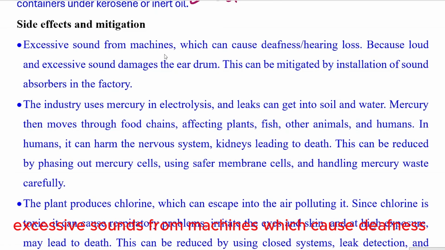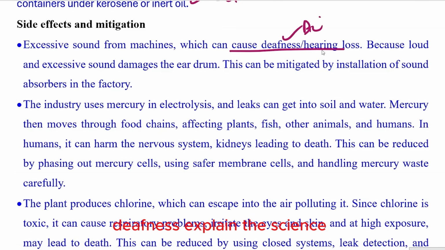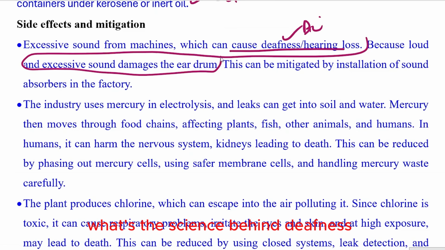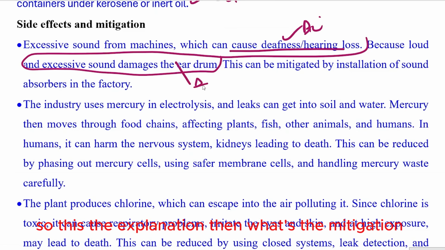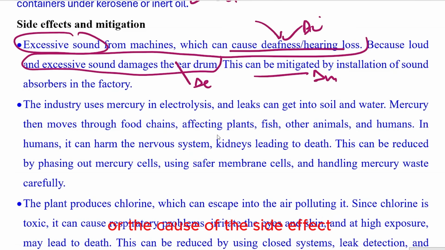Excessive sounds from machines which cause deafness. So this is actually the danger or the side effect, deafness. Explain the science. How is the deafness taking place here? What's the science behind deafness? So this is the explanation. Then what's the mitigation? You mitigate the cause of the deafness, or the cause of the side effect.